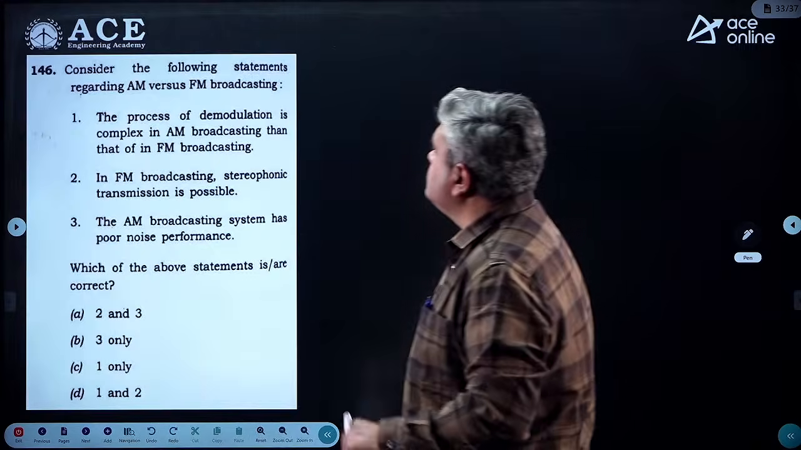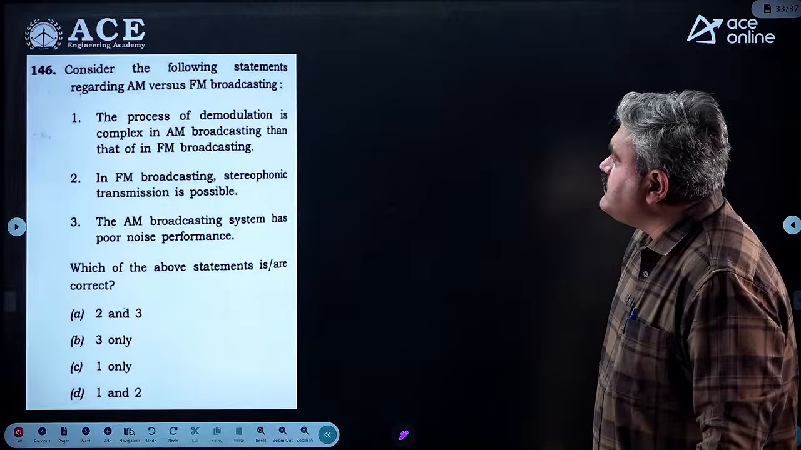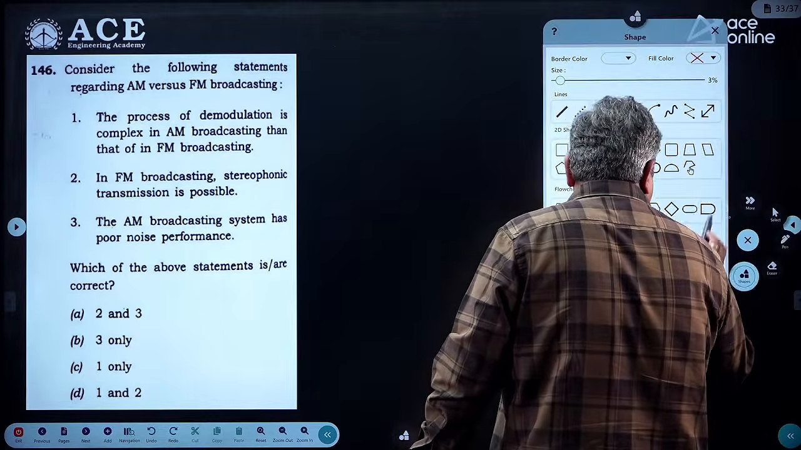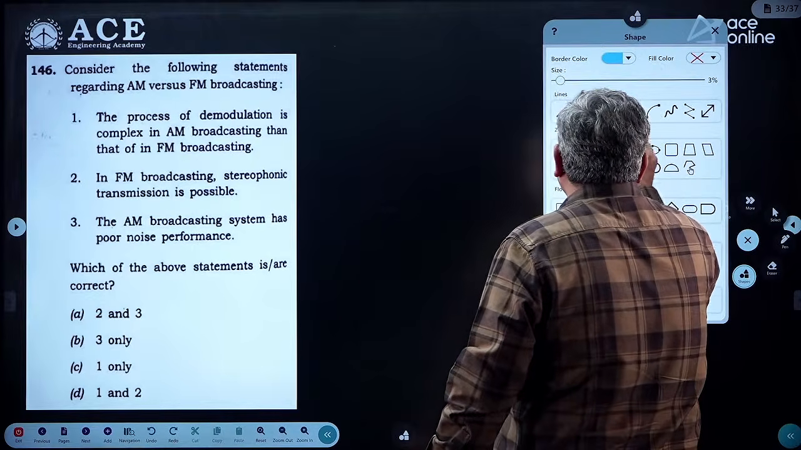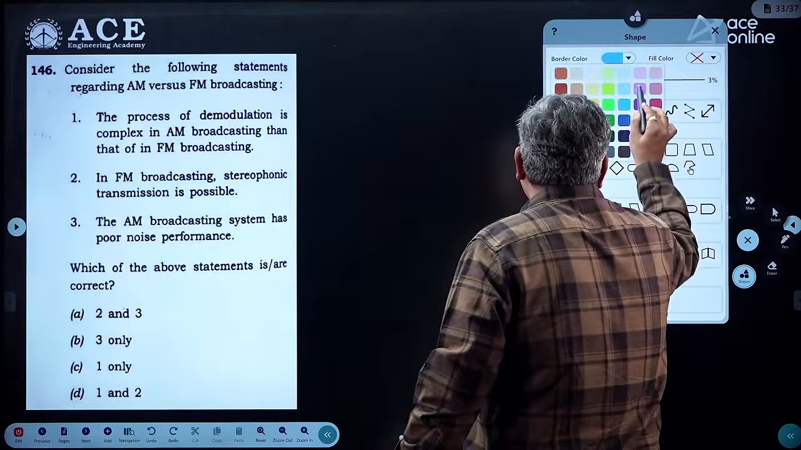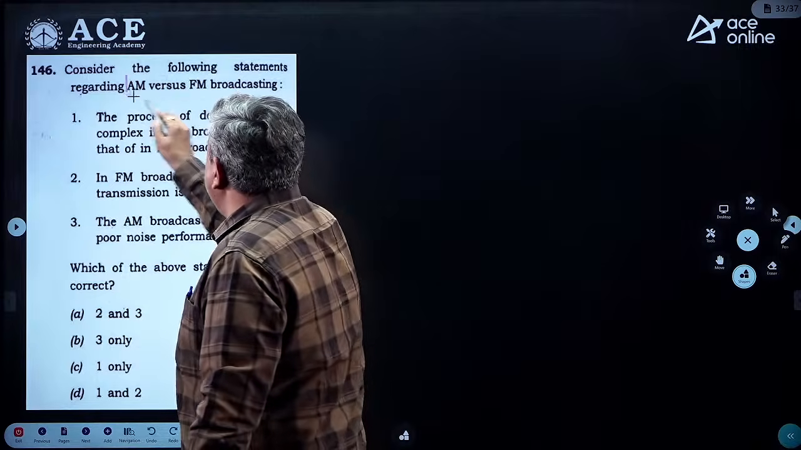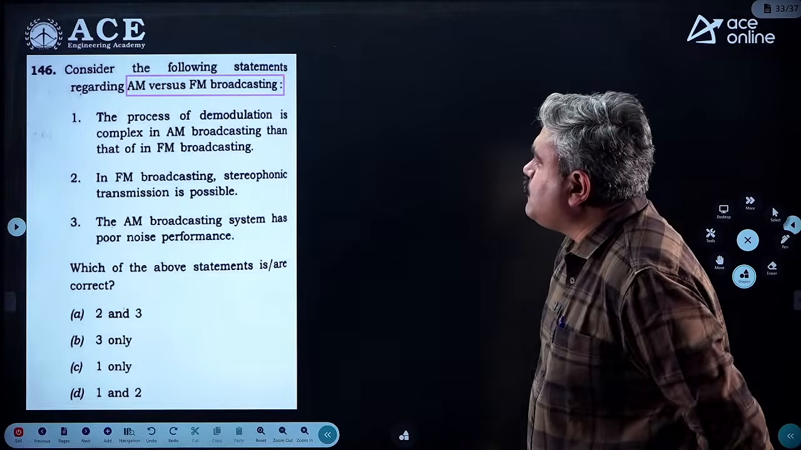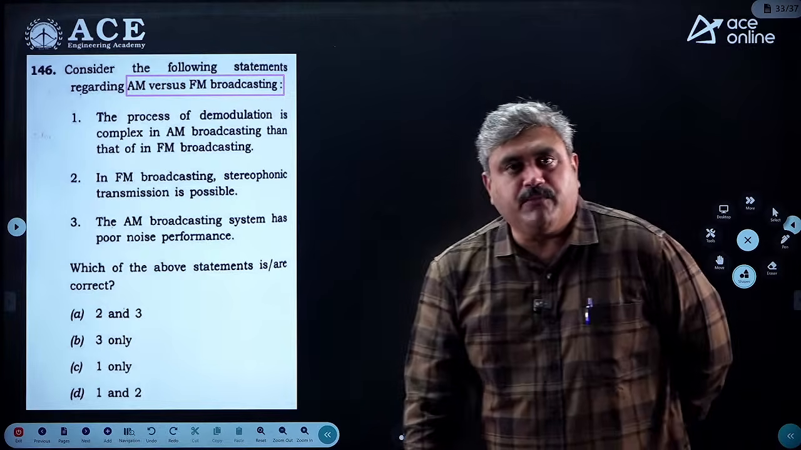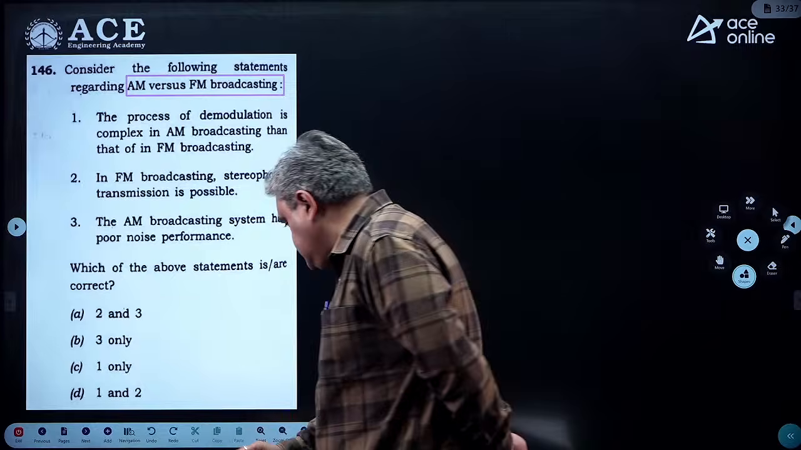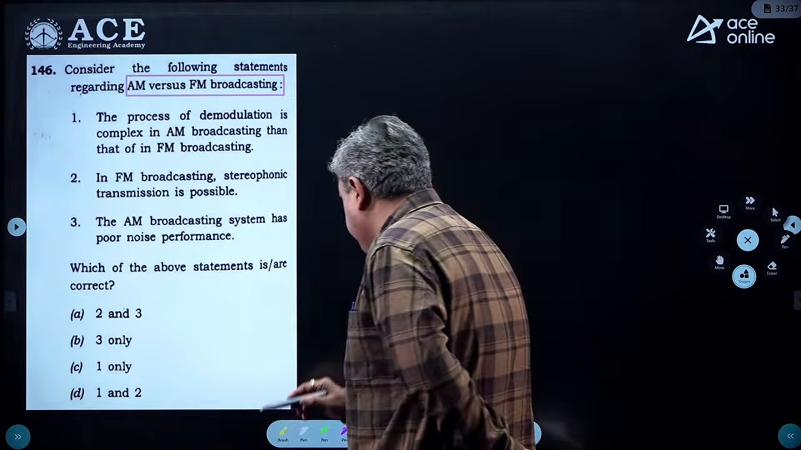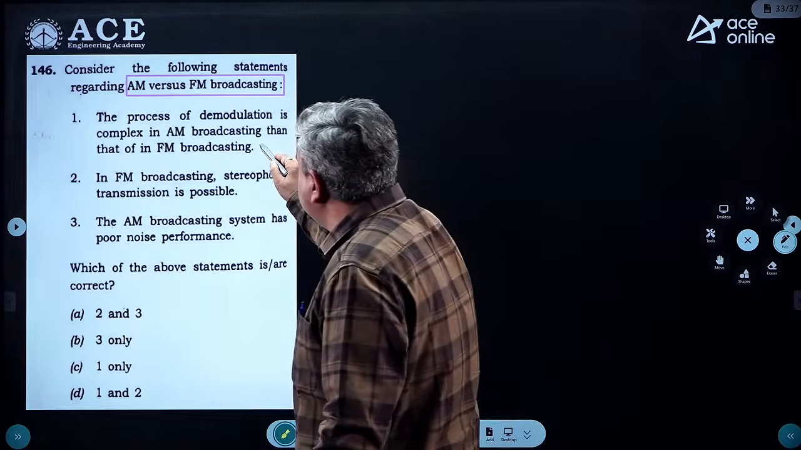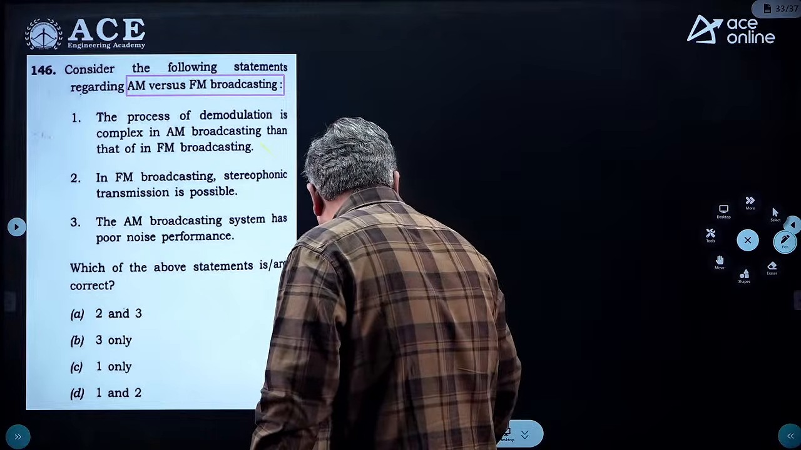Consider the following statements regarding AM versus FM. So, here the question is related with theory bit, related with AM and FM modulation schemes, AM versus FM. So what is the data given to you here? Process of demodulation is complex in AM broadcasting than in FM broadcasting. Actually, AM schemes are much simpler when compared with FM. So the demodulation of AM is actually simpler than FM. So whatever the statement he is telling here is a false statement.